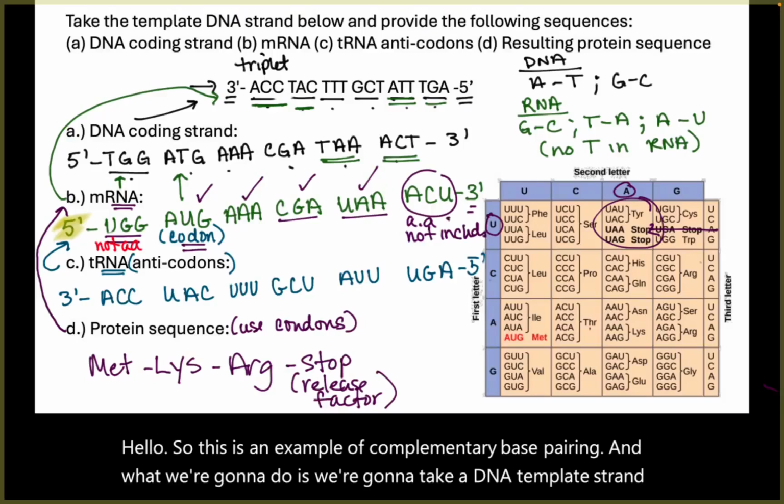So this is an example of how you use complementary base pairing to create sequences known as the DNA coding sequence, the messenger RNA coding sequence, the tRNA anticodon sequence, and the resulting protein sequence.